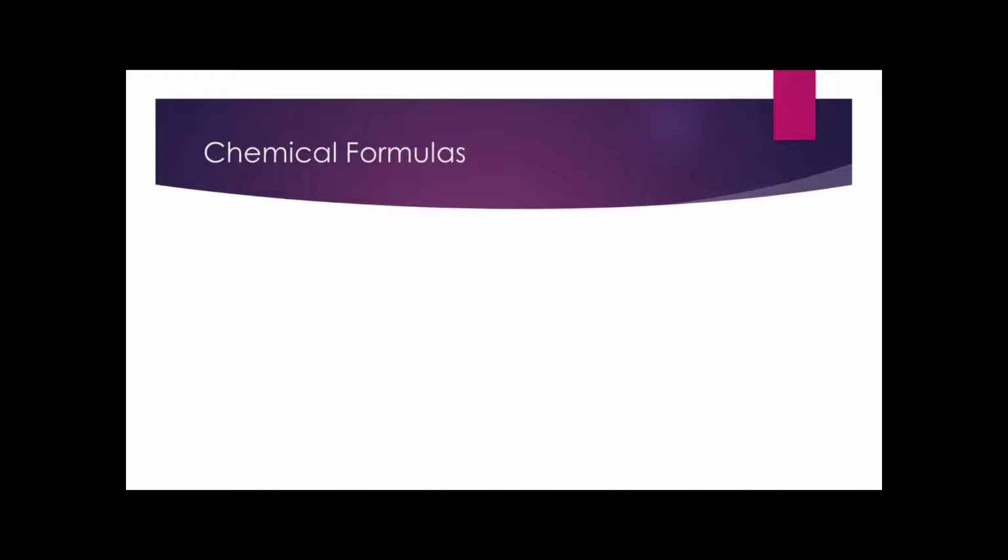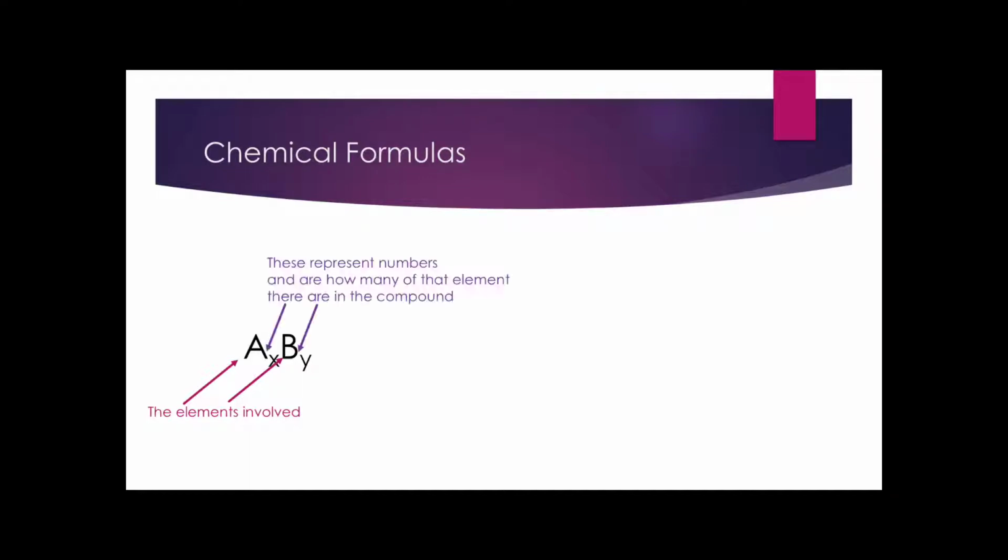All right. With chemical compounds, we're going to be using chemical formulas, so I want to go over how to read those. We're just going to use a generic one here. There's no meaning behind the letters beyond what I refer to them as. A and B here are referring to the elements involved. And those subscript numbers, by subscript I mean they're below the normal line of script, represent how many of that element there are in the compound. So we would have X amount of A and Y amount of B.